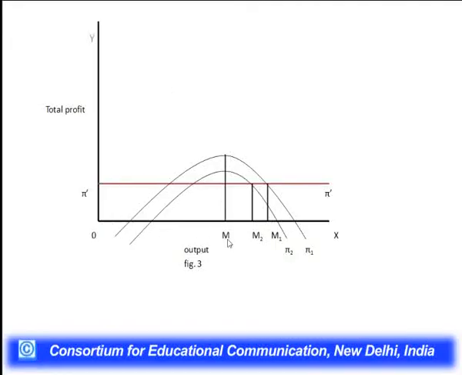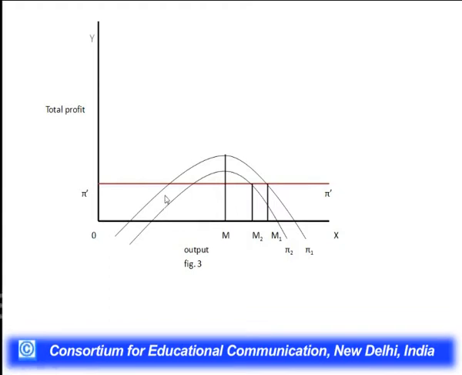In figure 3, output is shown on the x-axis, and on the y-axis we have shown the total profit. Pi 1 is the first profit curve. It starts from negative, becomes 0, increases to a maximum, and then starts declining. And O pi dash is the minimum profit constraint. So we have drawn this line pi dash as the profit constraint. The profit maximizing firm will produce where the profit is maximum. So it is the output OM.